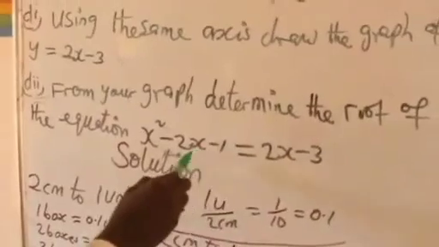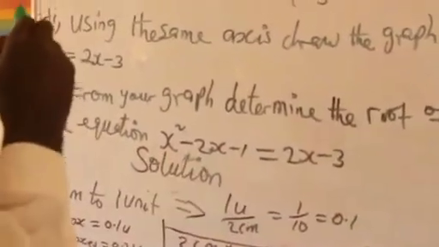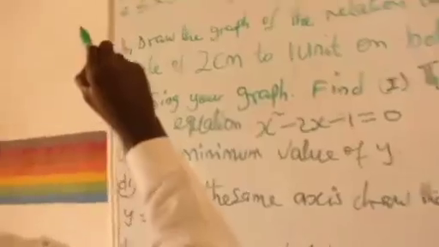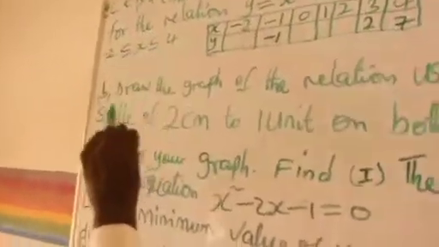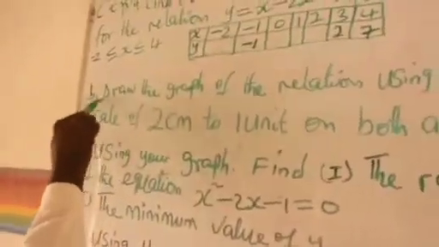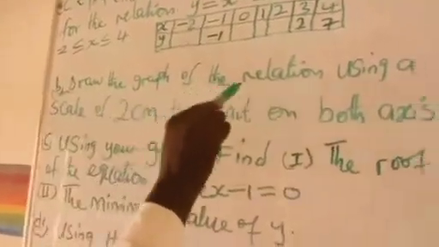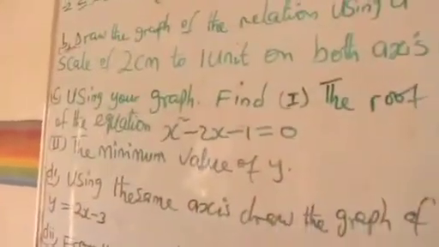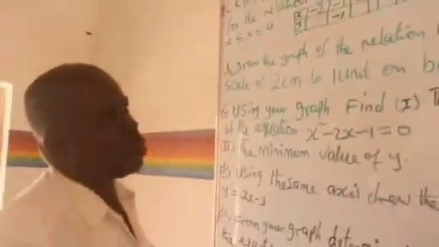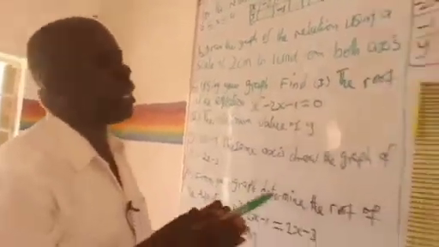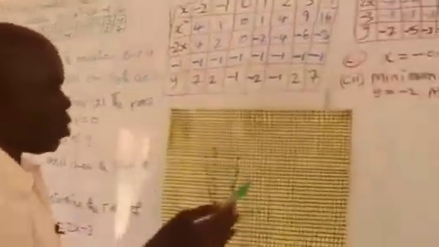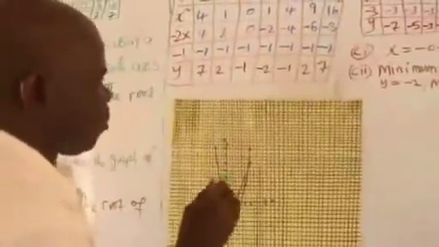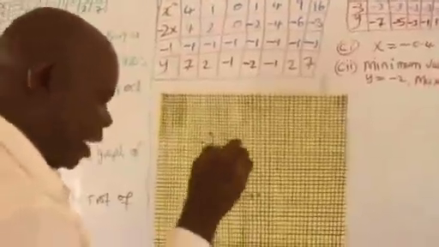That's the second graph. Then the first graph now is B here: draw the graph of the relation using a scale of 2 centimeters. So there are two graphs being asked in this question. That is why we have to solve all the tables, first and second, and keep them, so that we'll be picking the values and using them at the same time, in order to avoid the problem of the graph getting out of the graph book.